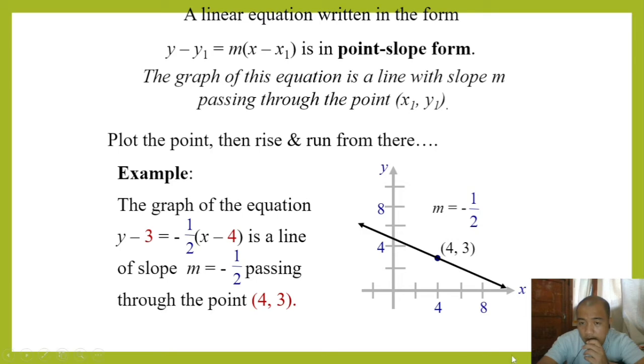Okay, we have here the point (4, 3). And then the slope is -1/2, so rise 1 and then run 2 here. So rise 1, run 2. That is the graph of the equation.